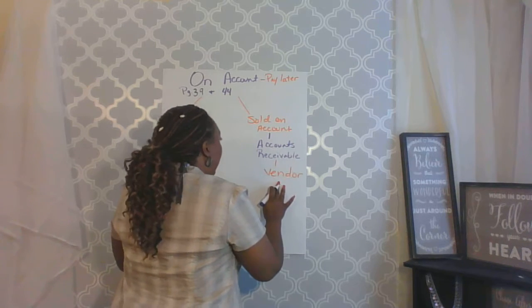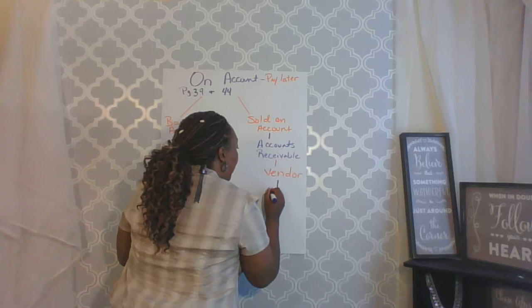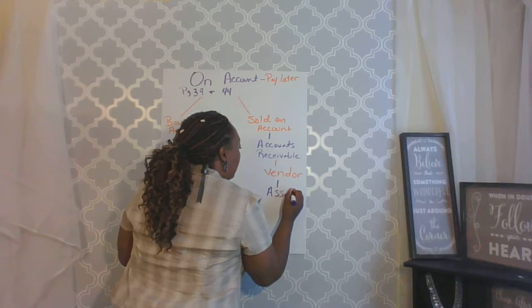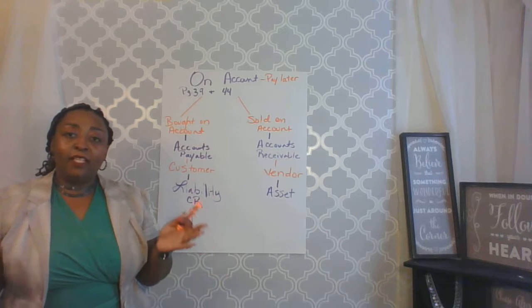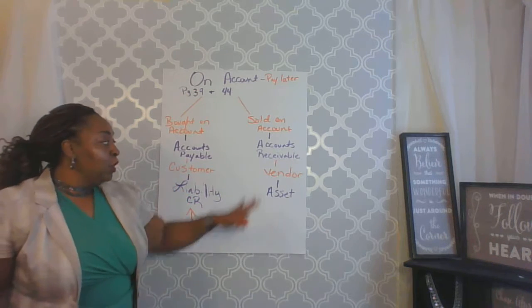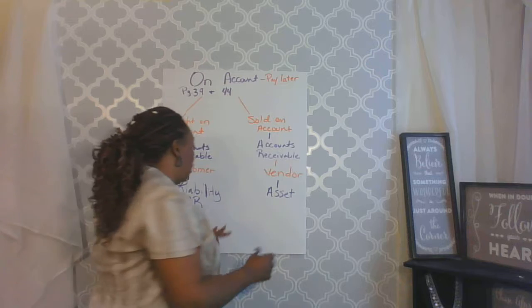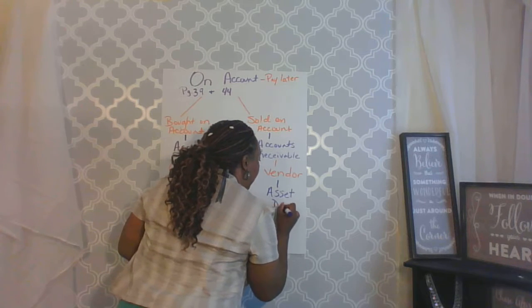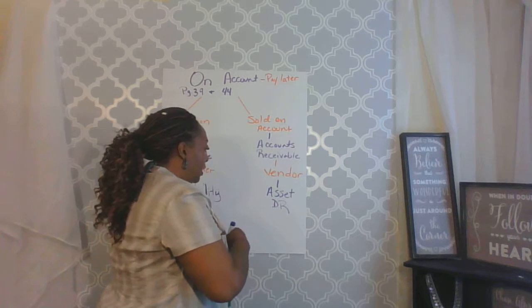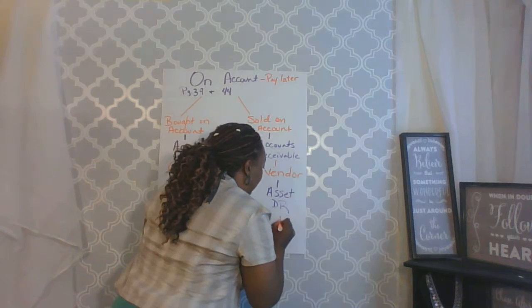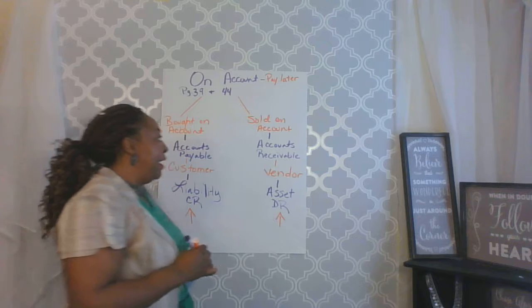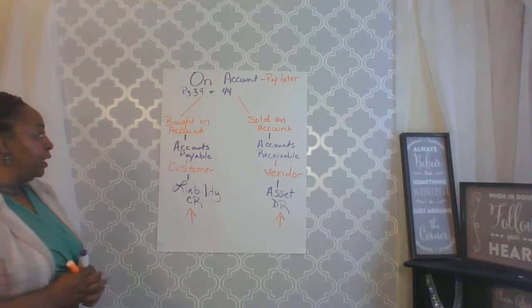Over here, we sold on account. Accounts receivable is an asset, because we exchanged something that has cash value. That makes it an asset. The normal balance of assets is a debit. When we sell on account, our assets are going up and our accounts receivable is going up.